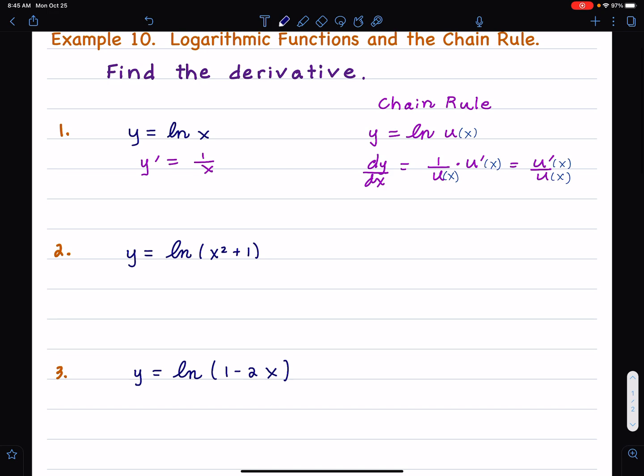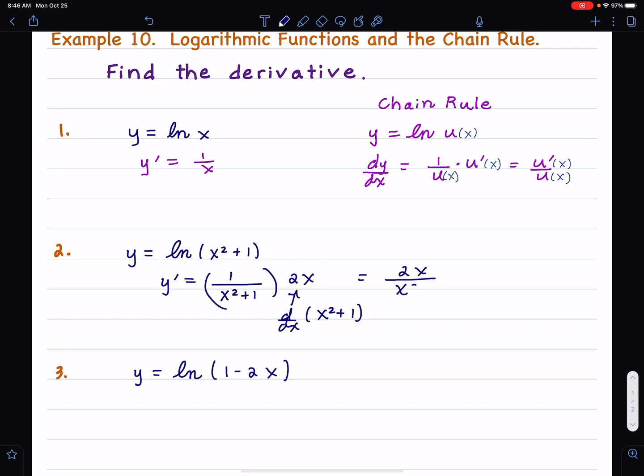Okay, so for this one right here, y prime, let's go ahead and do this. The derivative y prime is 1 over u, but this is u, x squared plus 1, the part I'm circling now, that's u, so we write 1 over x squared plus 1, and then we multiply by the derivative of that inside function, and that's 2x. And so you can write 2x over x squared plus 1.